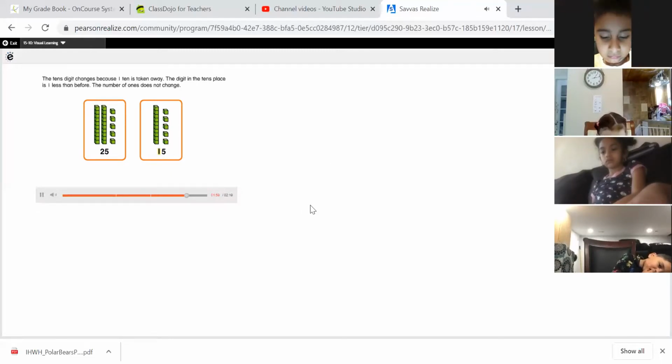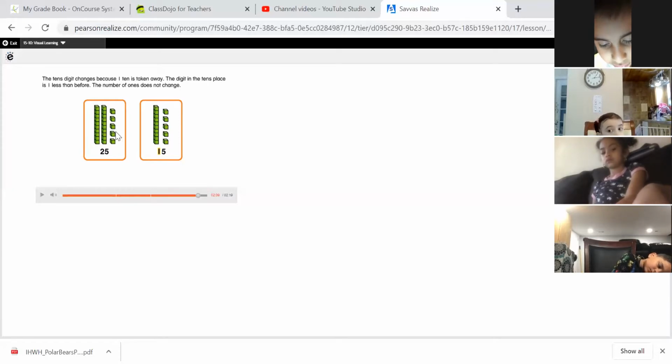The tens digit changes because one 10 is taken away. The digit in the tens place is 1 less than before. The number of ones does not change. So if you look at the picture, 25, you can see 2 tens. Remember yesterday when we were counting by tens, 10, 20? This is our tens block. It's a cube train. 10, 20. There are 2 groups of 10. Then these are some ones, 21, 22, 23, 24, 25.